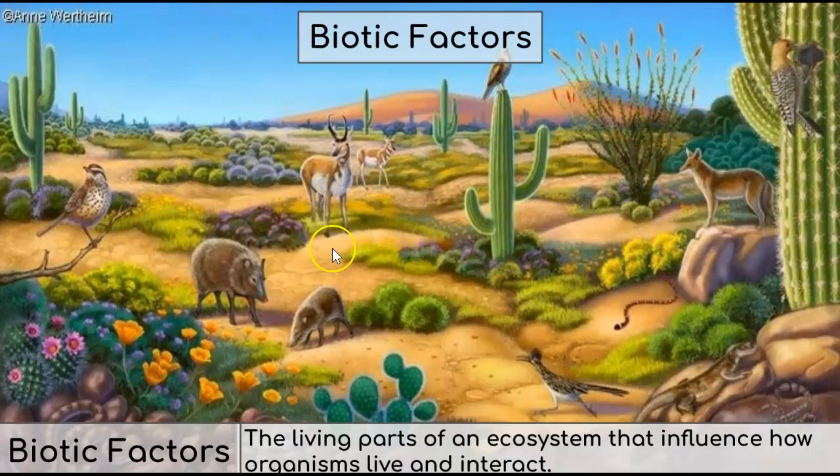For maybe the baby javelinas and the baby pronghorn, a biotic factor that's important would be the grass to eat, and also the coyotes because the coyotes are going to try to eat them. So if there's fewer coyotes, there's going to be more of these because the babies won't get eaten. If there's more coyotes, there's going to be less of these because the babies would end up being food. So the biotic factors are the things that are living that matter to the other living things.